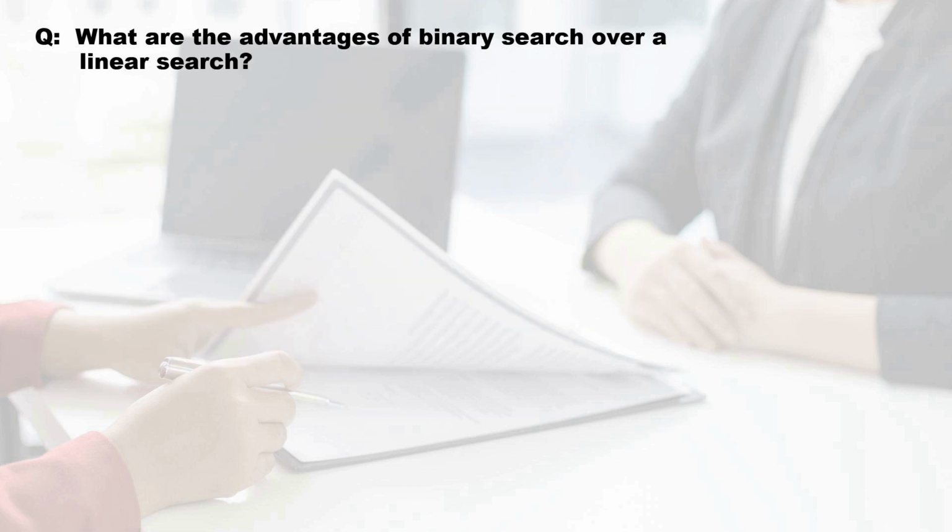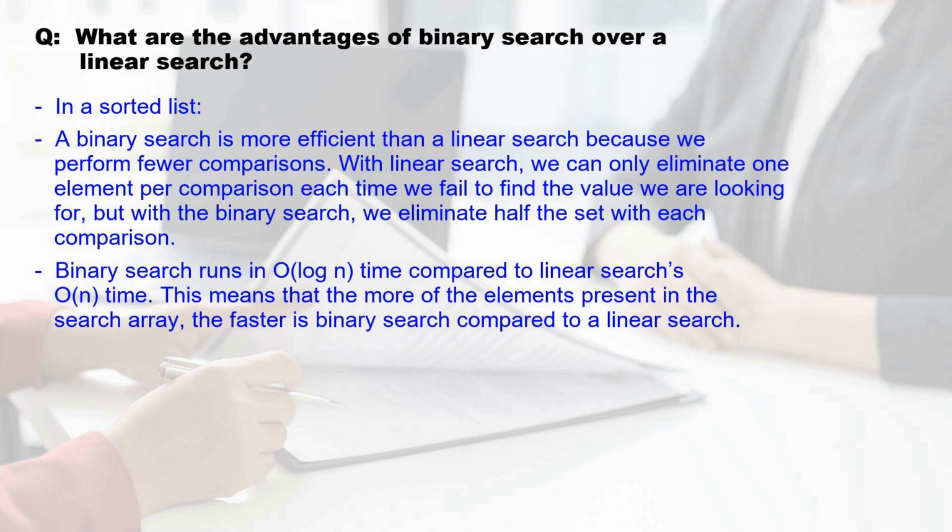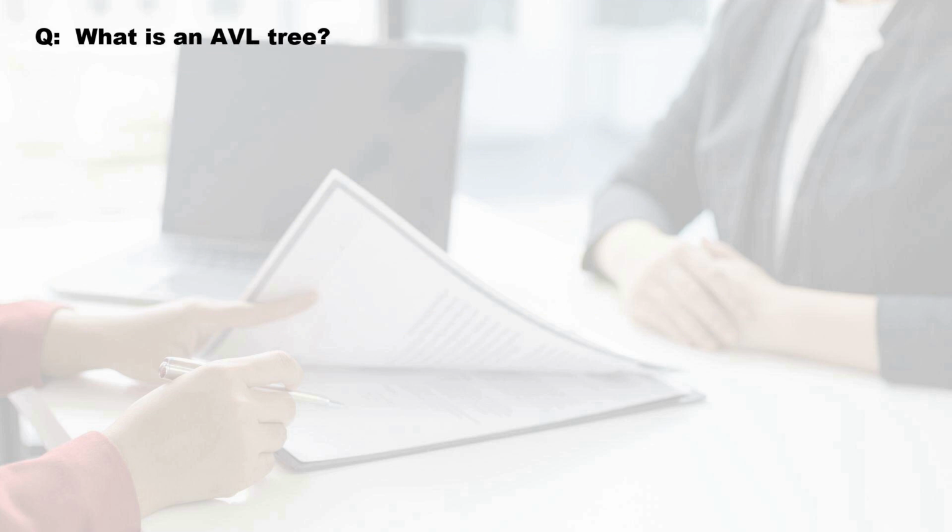What are the advantages of binary search over a linear search? In a sorted list, a binary search is more efficient than a linear search because we perform fewer comparisons. With linear search, we can only eliminate one element per comparison each time we fail to find the value we are looking for. But with the binary search, we eliminate half the set with each comparison. Binary search runs in O(log n) time compared to linear search's O(n) time. This means that the more elements present in the search array, the faster binary search is compared to a linear search.